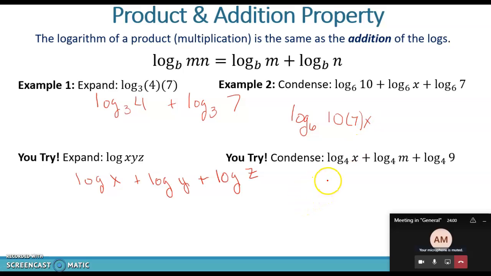All right, on this one right here, it's going to be log base 4. I'm going to put the 9 first, then you can do x and then m. There you go. Make sure when you're writing your logarithms, your base is down below. It has to be a subscript. Sometimes people write them and it looks like a log base c, but it's really a log z. Make sure you're paying attention to how you write it, okay?